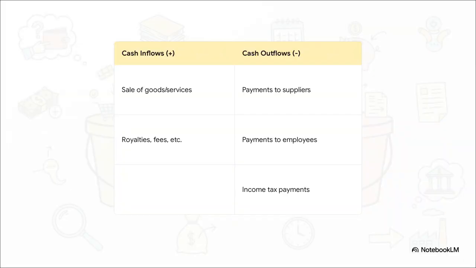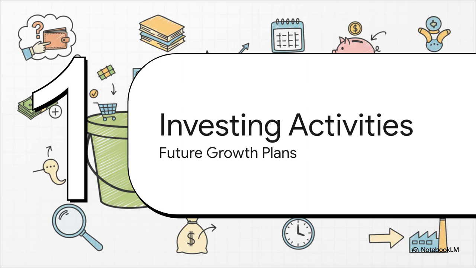So if you look here, cash comes in when they sell their goods or maybe get some commission. That's the plus side. And where does the cash go out? Well, for all the essential stuff: paying suppliers for raw materials, paying salaries to all the employees, and, of course, paying income tax to the government. This bucket really shows the health of the company's core business. All right, that was bucket number one.